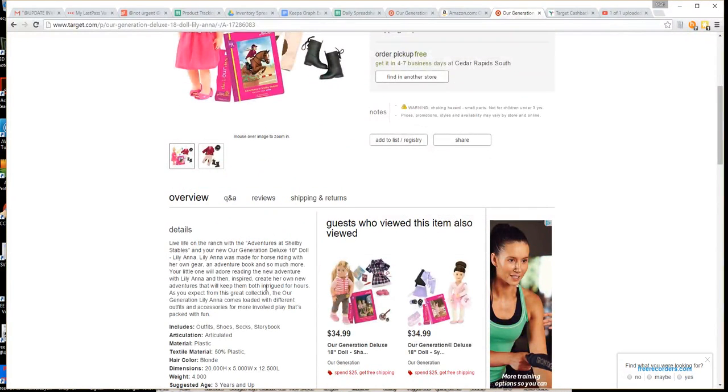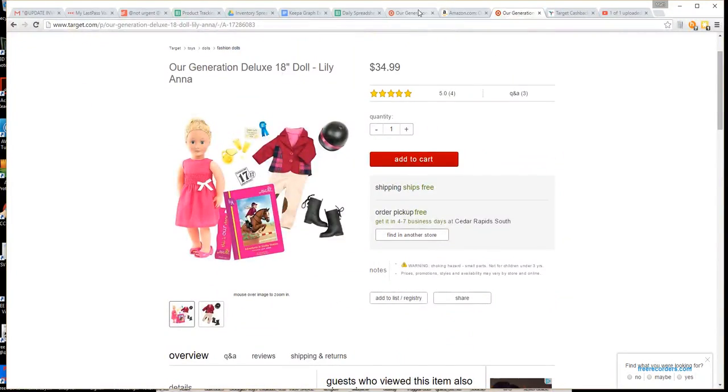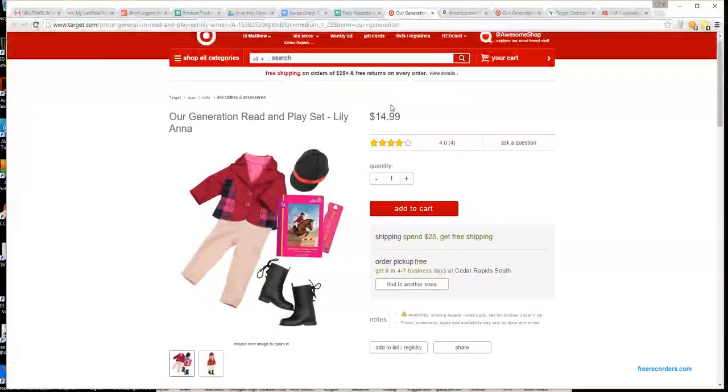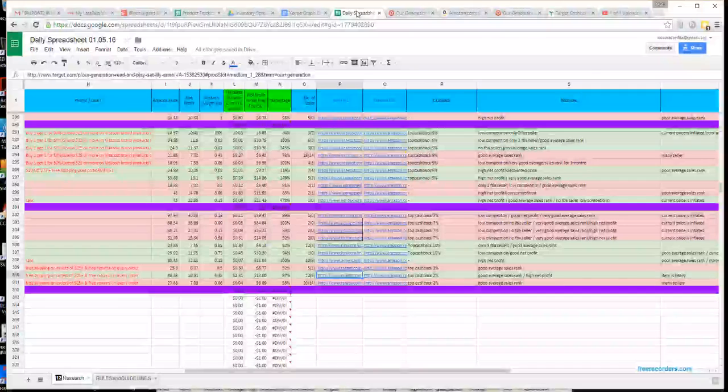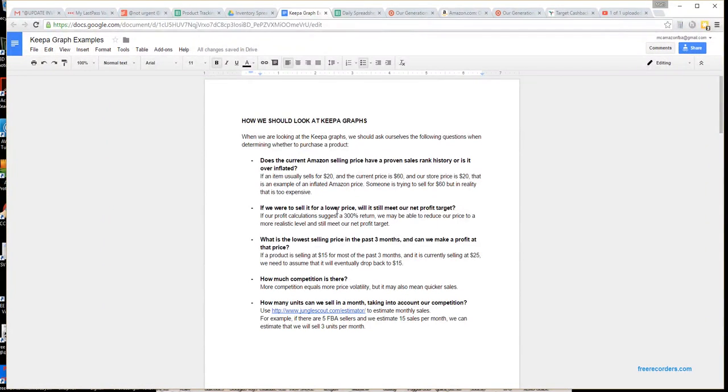This one, yeah, I'm not sure. I'll wait for the item to arrive. The guys at the warehouse take photos, so I'll check it out then. But anyway, just wanted to go through the keeper graphs.